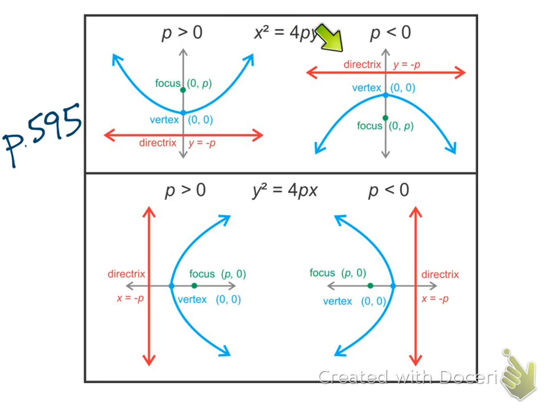So something we need to get used to now is, when are you going to be up or down? When are you going to be left and right? Up and down is when you have x squared. Left and right is when we have a y squared.